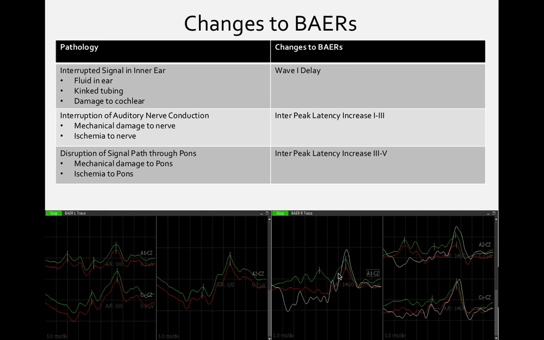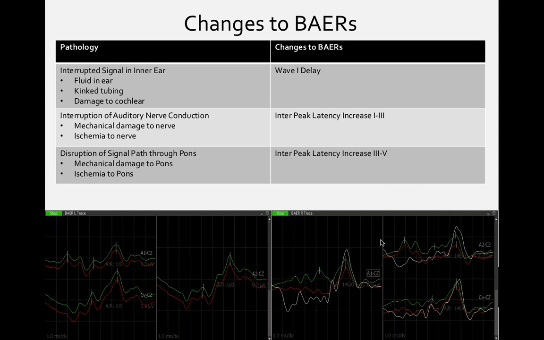Disruption of the signal path through the pons in the actual brainstem. If there's a lesion or something happens in the brainstem, ischemia to the pons or mechanical damage to the pons, our 3 to 5 interpeak latencies are going to be affected. Wave 1 is unaffected because that's not where the problem is. The problem is after wave 1 inside the brainstem.